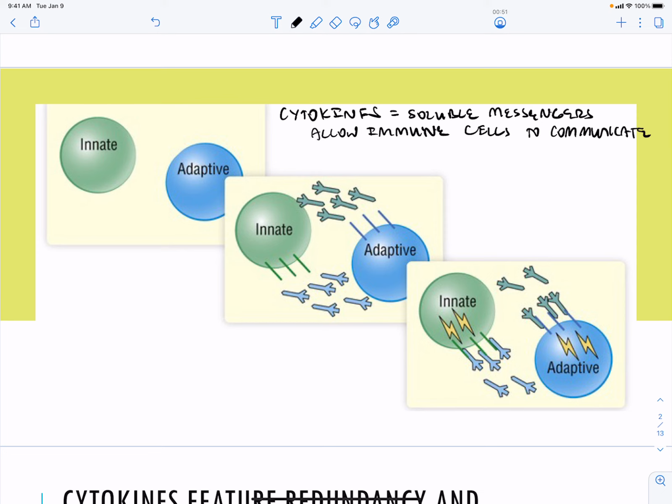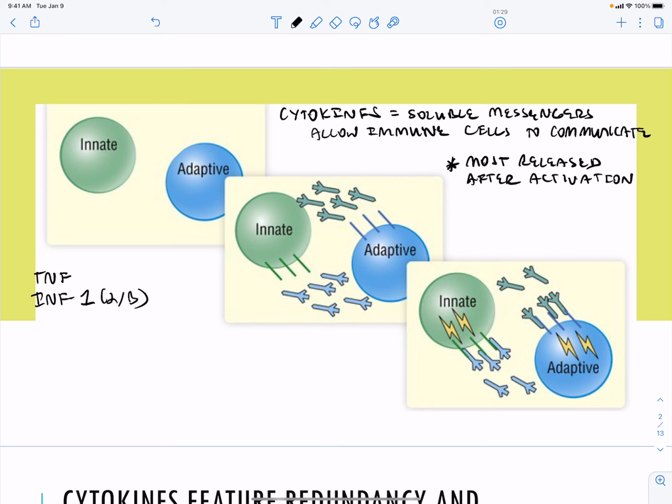Now, some cytokines very rarely can be cell-associated, like TNF, but most are going to be released. And what's important is most are released after activation. There are some cytokines that are going to be constitutive, and those are mostly going to be growth. So, for example, we have our TNF, and we have our interferons, type 1, which is our alpha, beta. And these are going to be secreted by immune and non-immune cells.